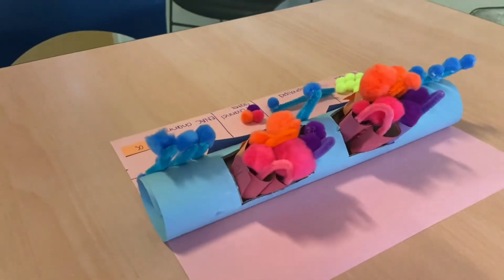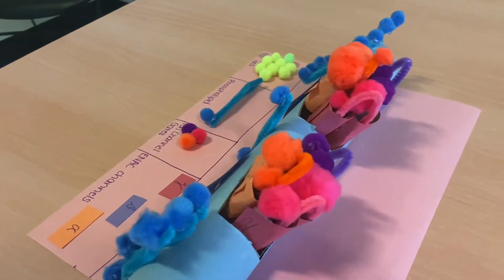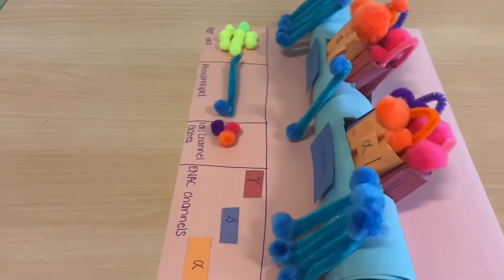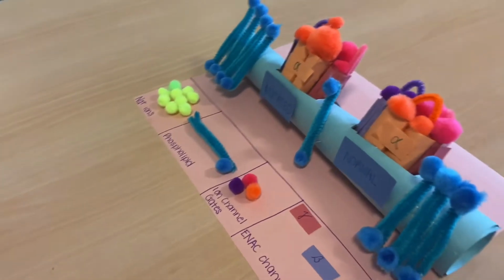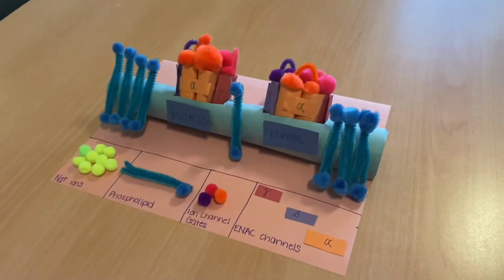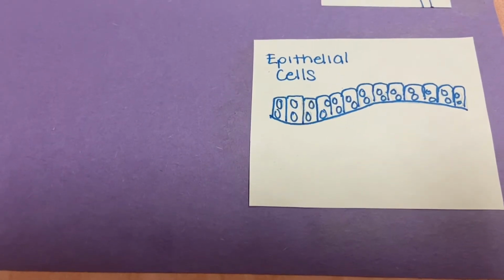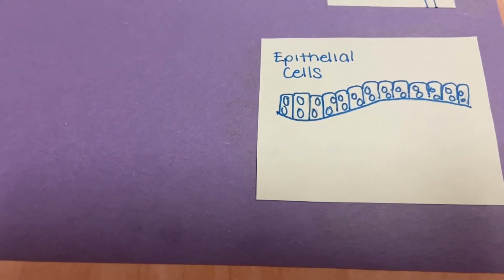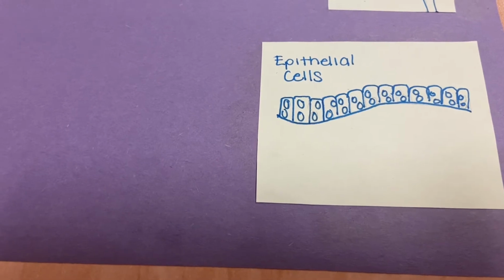My project is on the Alpha Epithelial Sodium Channel, or Alpha ENaC. It is a membrane-bound ion channel that moves sodium ions. This aids in reabsorption into the bloodstream. It is found in epithelial cells, or cells on the surface of body components like organs.